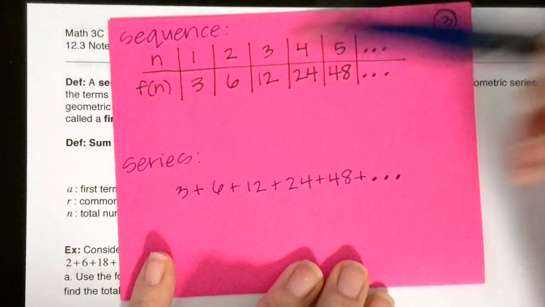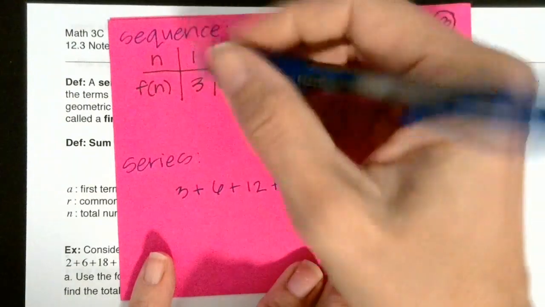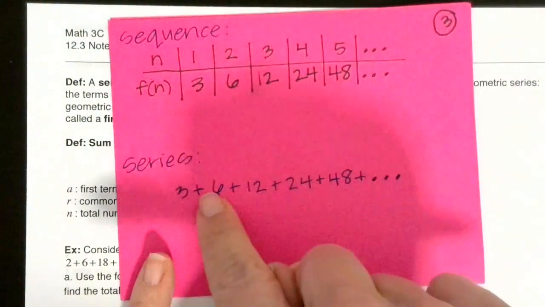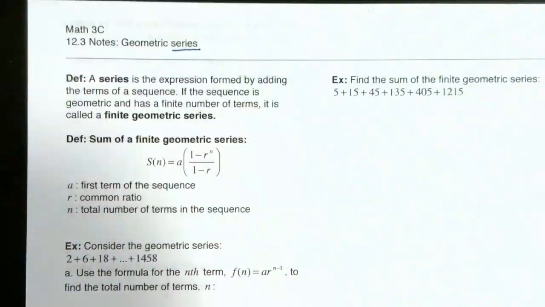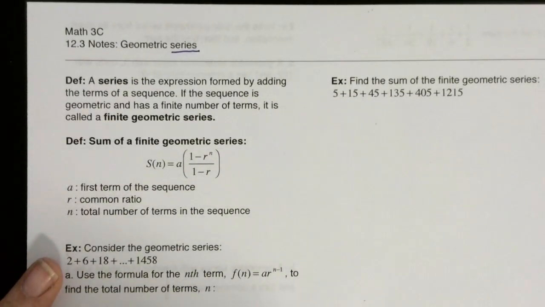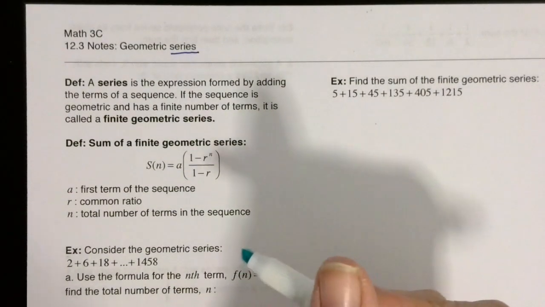So again, a sequence is just the list of numbers. Usually you see them separated by commas, or you'll see them in a table. When we start adding up the values, that's when it becomes a series. Okay? So the formula to find the sum of a finite geometric series is right here. And once again, you are not expected to memorize that because we will be giving it to you on the test. But let's take a look and see what we need for this formula.